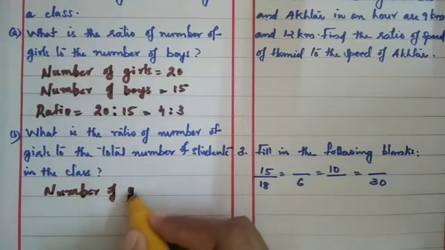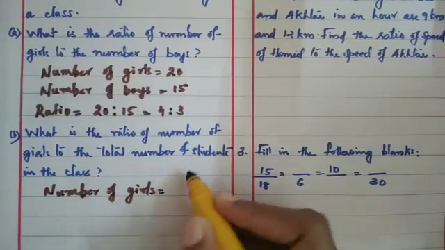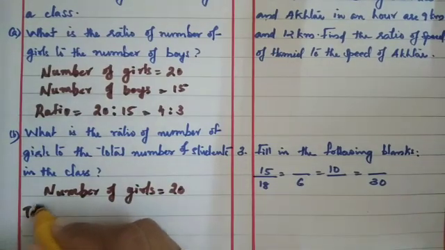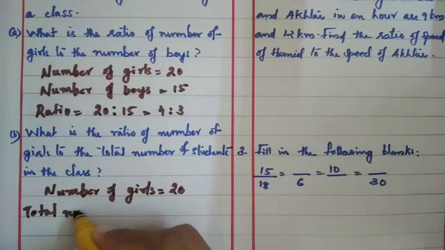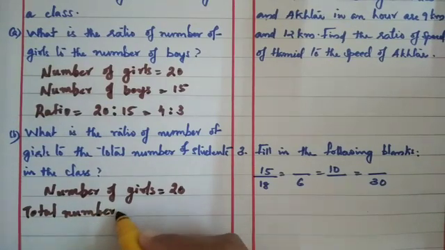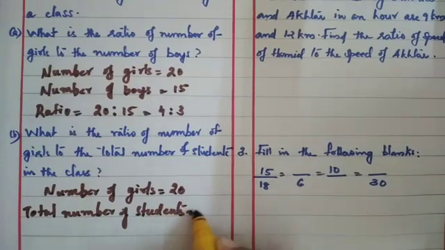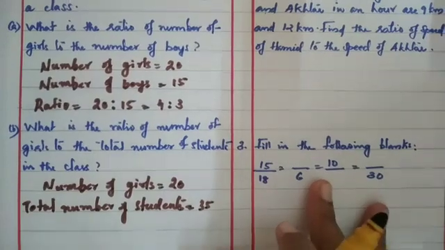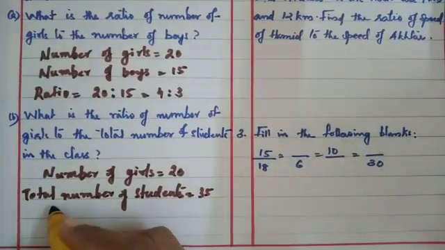Number of girls, how much? Is 20. Then you have to find out the total number of students. Total number of students equals, here 20 plus 15 is 35. 35 students. Then you write the ratio.